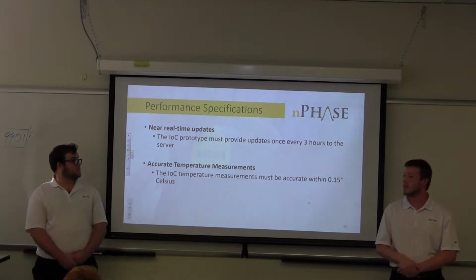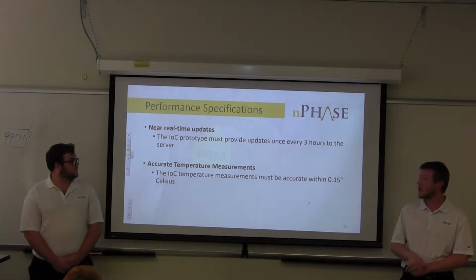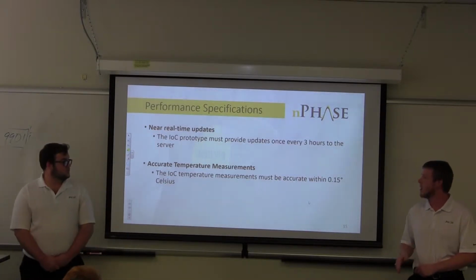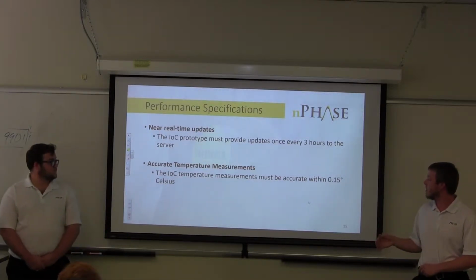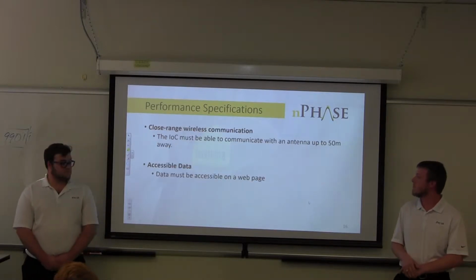Next we have accurate temperature measurements, and those measurements of the cow and ambient temperature will have to be within 0.15 degrees Celsius.